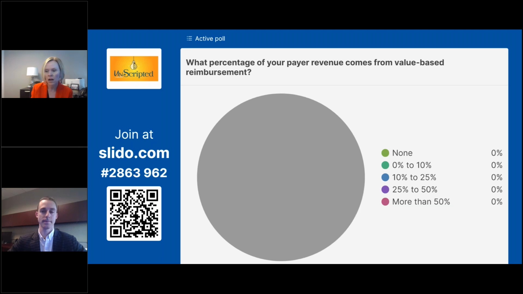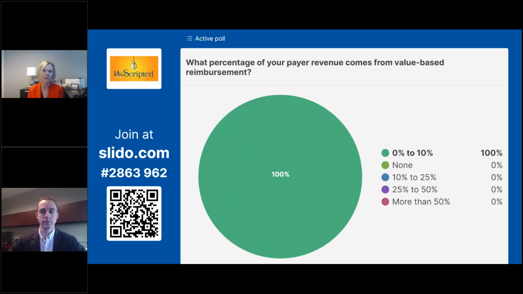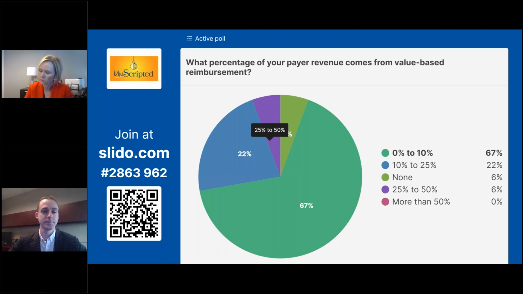So next slide here, what percentage of your payer revenue comes from value-based reimbursement? This is a hard question, and it might be something that you haven't really thought about before. What we're getting to here is what percentage is fee for service, and what percentage is then value-based. I'd be surprised if we see a more than 50% answer. If we do, I'd love to hear more about it somehow, but we can see most of them are under that percentage.